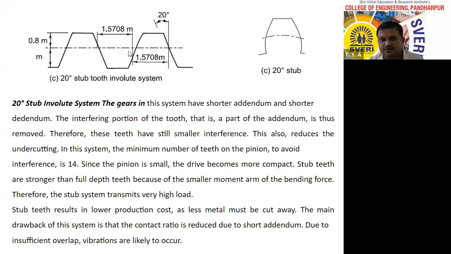The tooth space and tooth thickness remain the same. Therefore, what are stub involute gears? Stub involute gears means what? Suppose these two gears are in contact with each other, and suppose interference occurs. Interference means the tip of the tooth will go inside the base circle of another gear. Like this it will happen. Therefore, as this gear rotates, this tip of the tooth will cut a portion at the bottom of another gear.